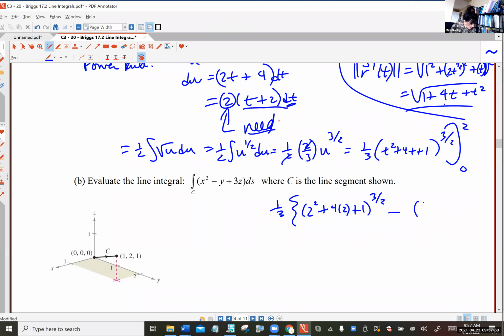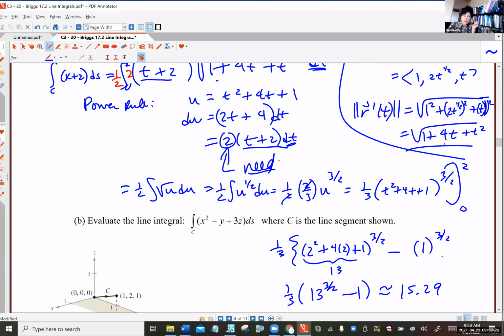And then when I plug in a 0, well, that's not too bad. And this is going to be 13, so you're going to get 1/3 times 13 to the 3/2 minus 1. I'm just going to leave it. That's the exact answer. The approximate answer, if you punch this up in a calculator, is about 15.29. And typically when you do one of these scalar line integrals, you should get a positive result because they typically represent the mass of a wire, and you don't want to get negative mass. So usually these scalar line integrals will be positive results.